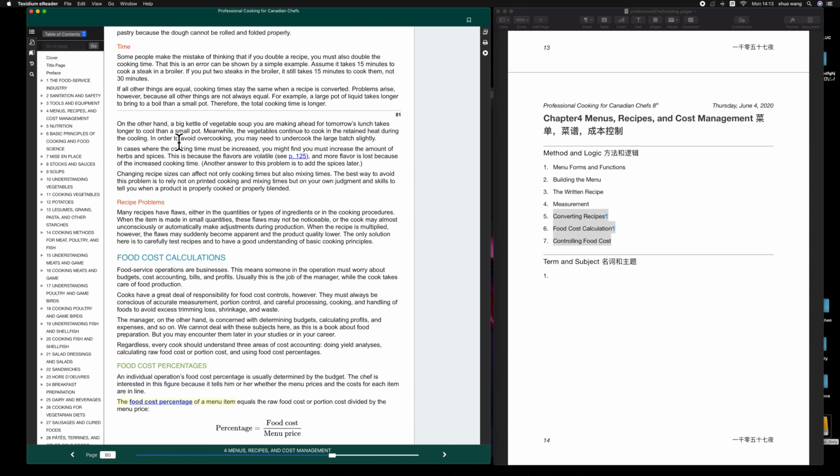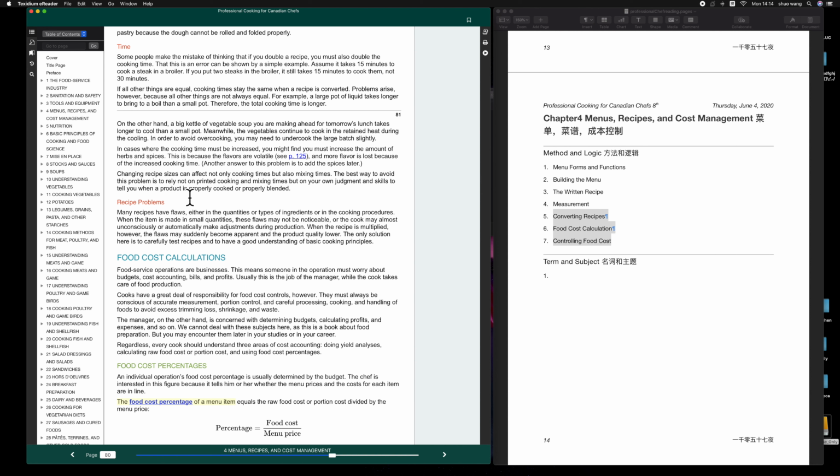On the other hand, a big kettle of vegetable soup you are making ahead for tomorrow's lunch takes longer to cool than a small pot. Meanwhile, the vegetables continue to cook in the retained heat during the cooling. In order to avoid overcooking, you may need to undercook the large batch slightly. In cases where the cooking time must be increased, you might find you must increase the amount of herbs and spices. This is because the flavors are volatile, and more flavor is lost because of the increased cooking time.